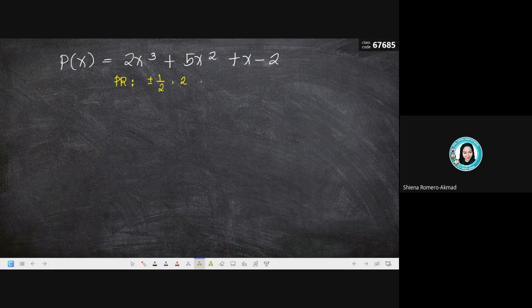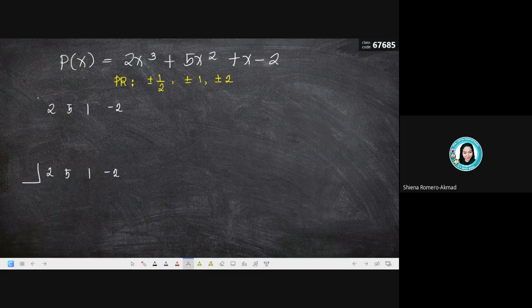So, 1 over 1, meron ding 1, positive, negative 1. So, unahin natin si positive, negative 1, bago si 2. So, we have positive, negative 1, positive, negative 2. So, yun lang naman yung mga possible roots niyan. All we have to do is to use synthetic division. So, that's 2, 5, 1, negative 2.